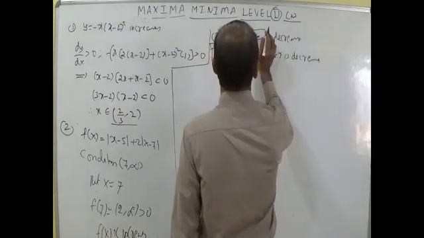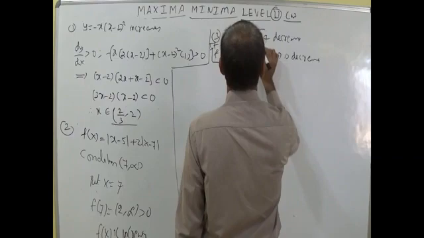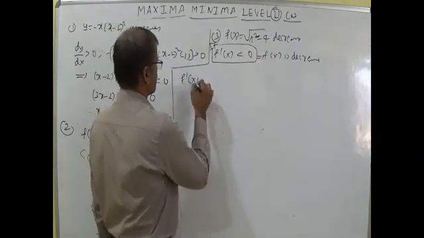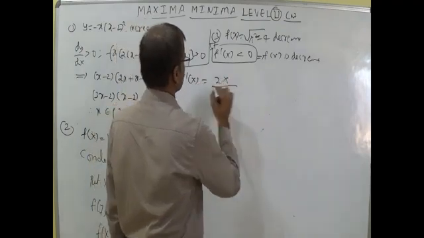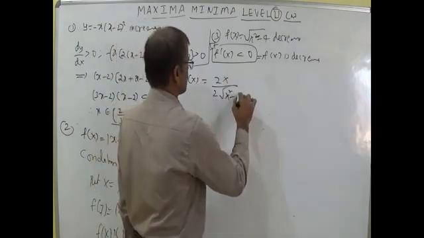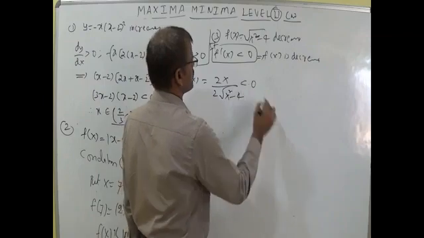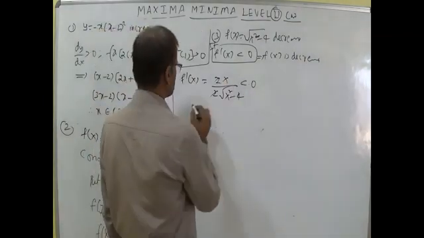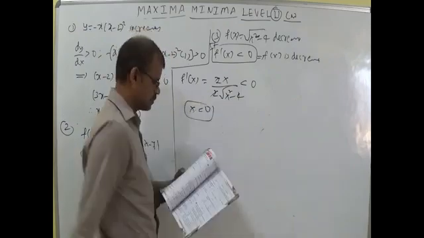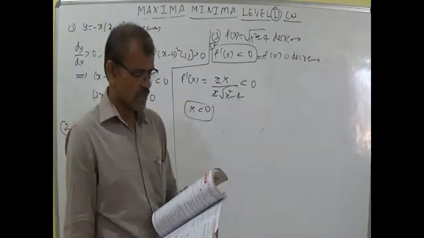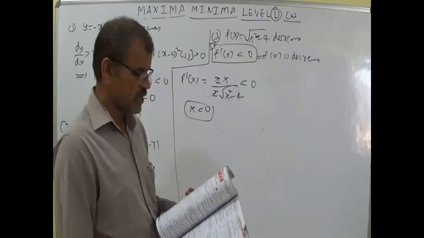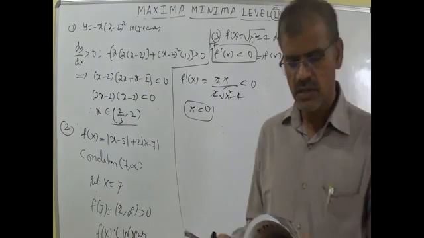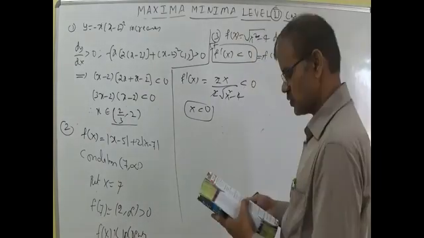So what is the derivative of root x? Everyone knows that the derivative of root x is 1 by 2 root x. So here f dash x is equal to 2x by 2 root of x square minus 4. Decreasing means less than 0. So the 2 gets cancelled. Simply you write here x less than 0. x less than 0 means negative. Total negative. How many options are there? Minus infinity comma infinity.